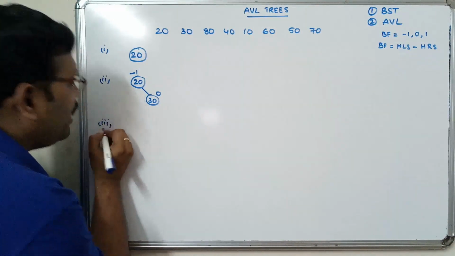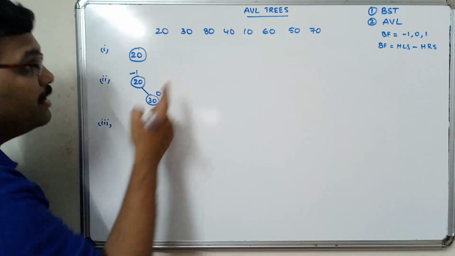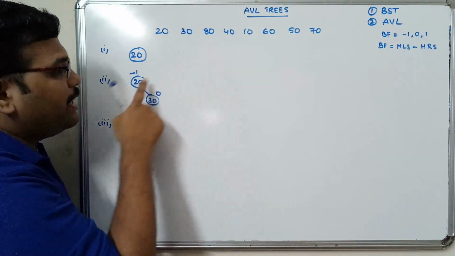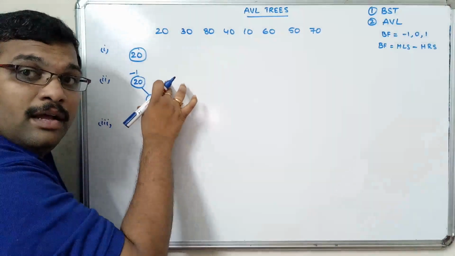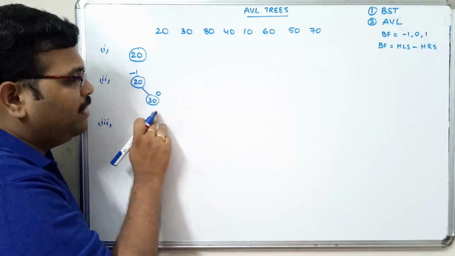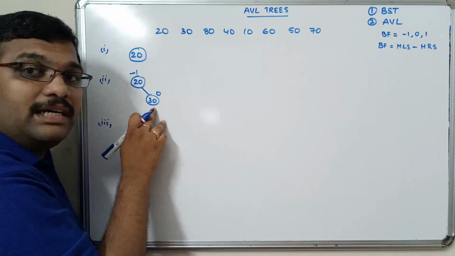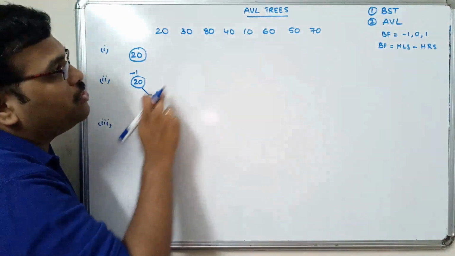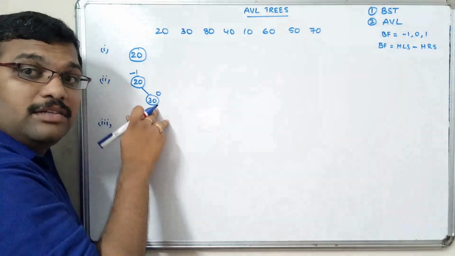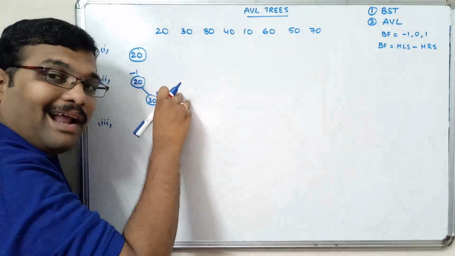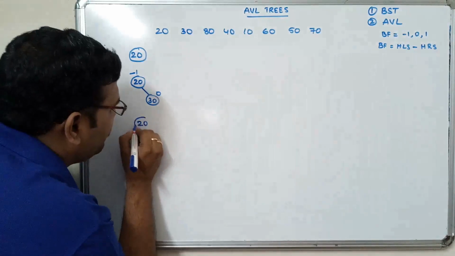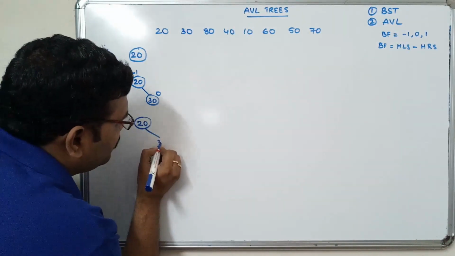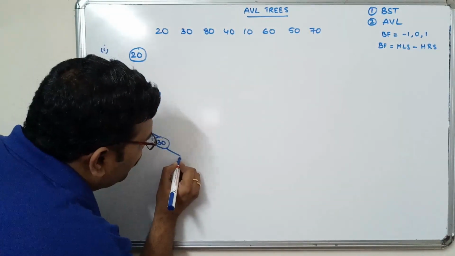Third step, we have to insert the third element 80. So 80 is greater than 20. So it should be inserted on the right hand side. In the right hand side again there is a 30. In the 30 also 80 is greater than 30. So it should be inserted towards the right of this 30. So after inserting this one, the tree will be 20, 30, 80.